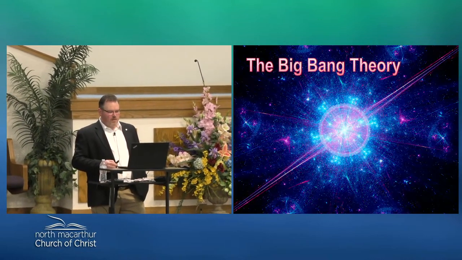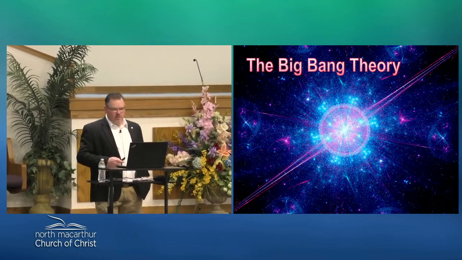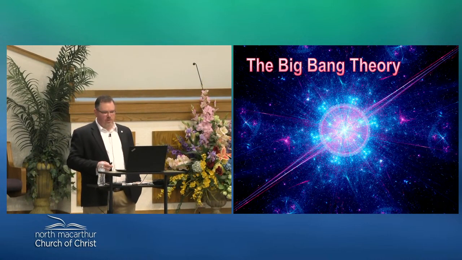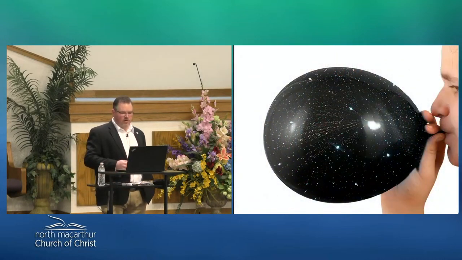All right. So the first item on the evolutionary chart is the origin of the universe itself. Where did it come from? Most naturalists today argue that cosmic evolution started with the Big Bang. And so let's look at that theory first.